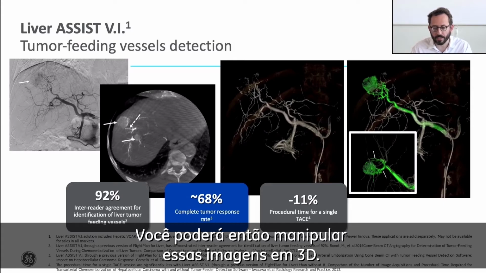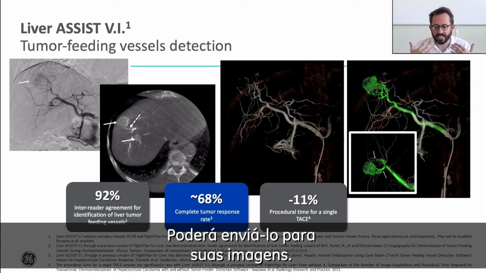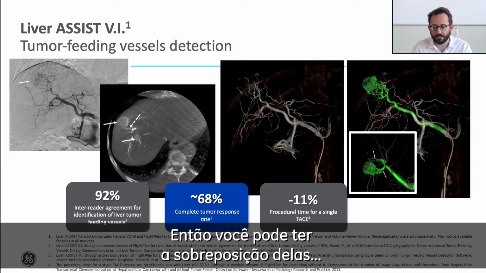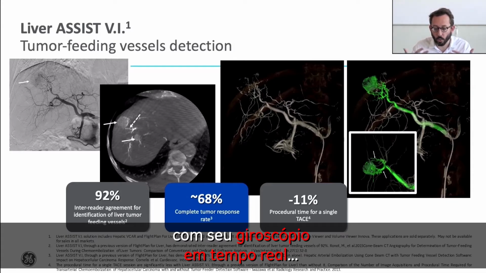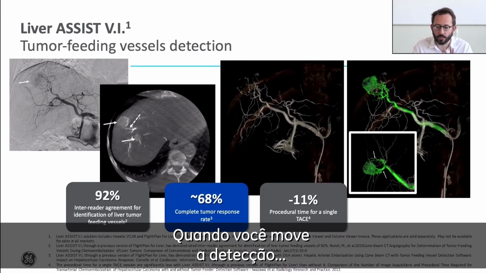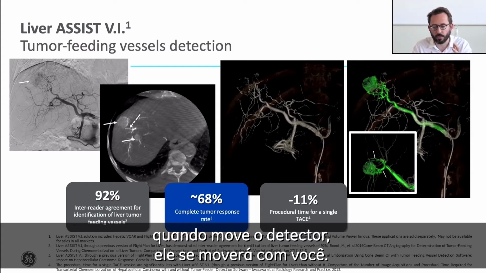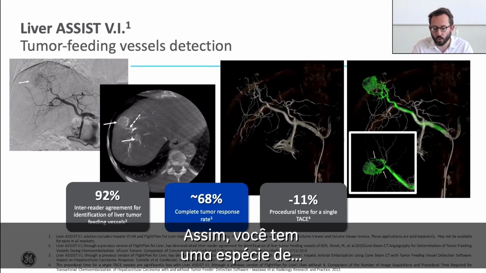And then you can manipulate those images in 3D, and you can send it to your images, so you can have the superimposition of this with your live fluoroscopy. When you move the detector, it will move with you. So you have kind of a 3D roadmap all the time.